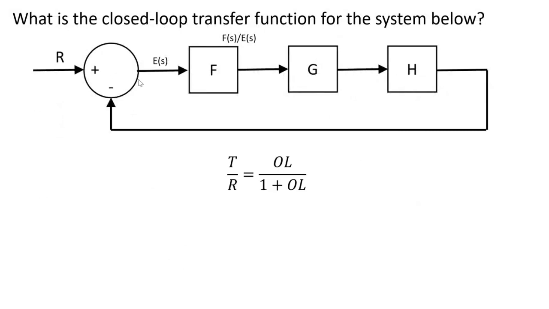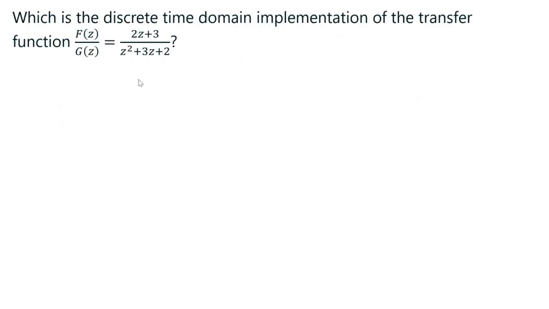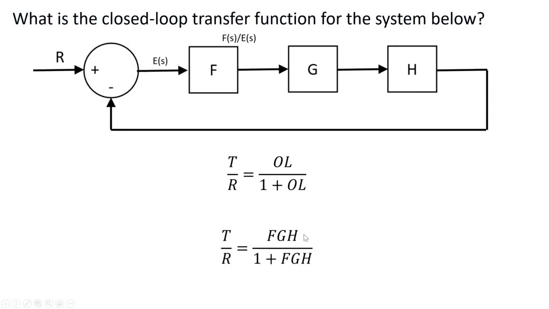Closed loop transfer function: all you have to remember here is that the transfer function is the open loop. This is a closed loop transfer function. So you take the open loop, which is everything connected serially multiplied together, divided by 1 plus the open loop. That's it. That's all you need to know. In the class, I derived that, but that's the only thing you have to remember for the exam.